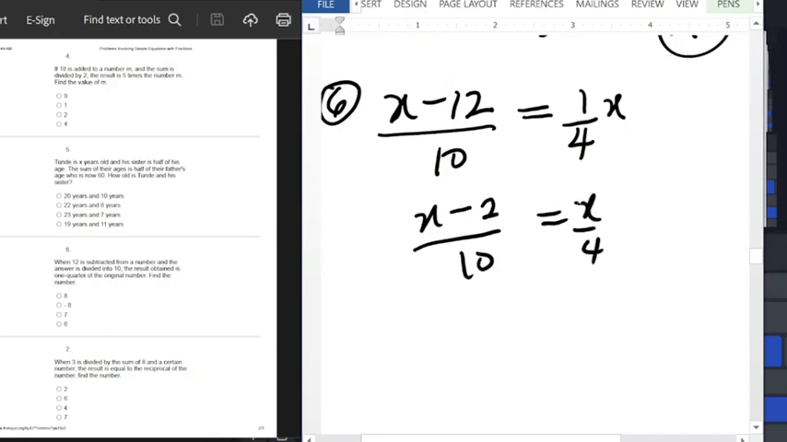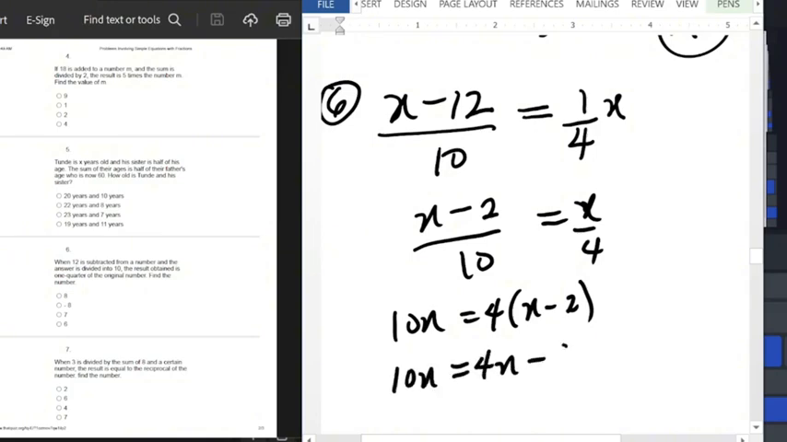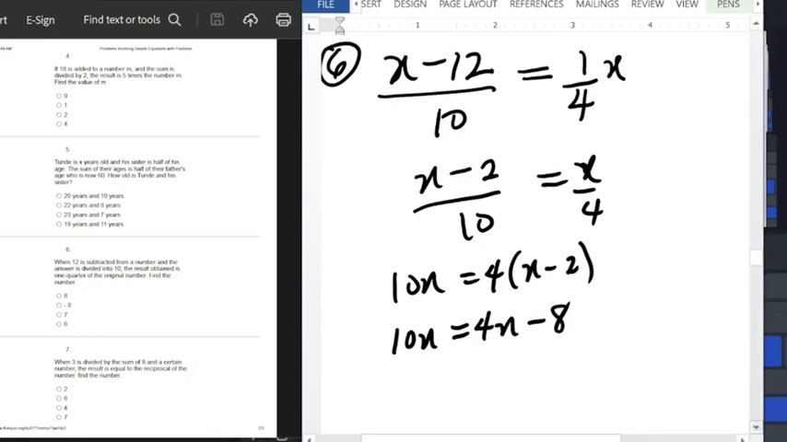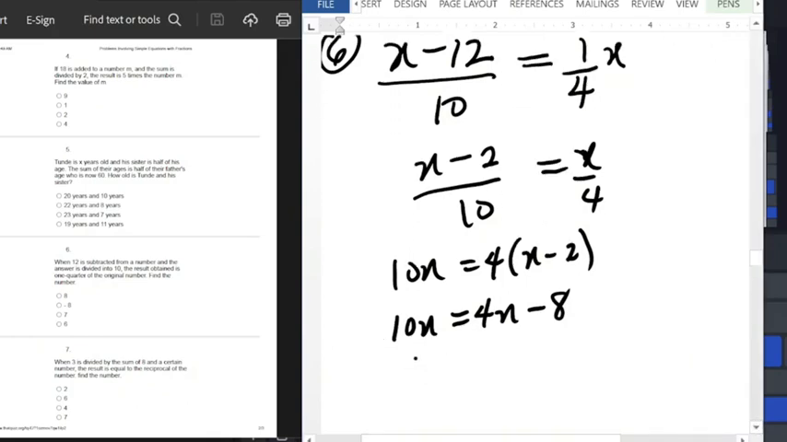So we'll cross multiply. So we have 10x equals to 4 into bracket x minus 12. That is 10x equals to 4x minus 48. So this will give us 10x minus 4x equals to minus 48.